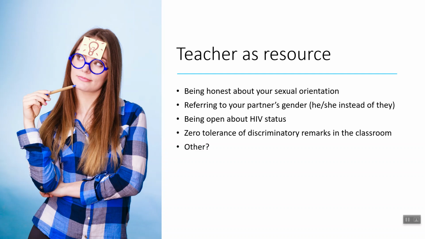We could refer to our partner's gender instead of using the pronoun they, which is a nice way of avoiding identifying our partner's gender. We could use he if we're a gay man or she if we're a lesbian. We could be open about our HIV status, not necessarily positive HIV status. We could be open about the fact that we are HIV negative as well, and open discussions about HIV and HIV status.